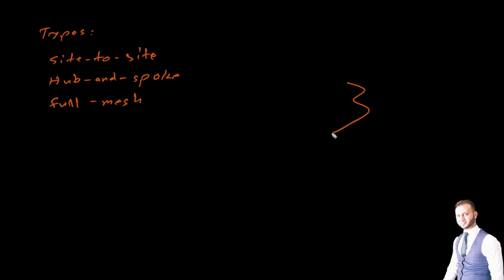Now let me draw this. Let's say I have this public network again, and I have one side here and the other side here.